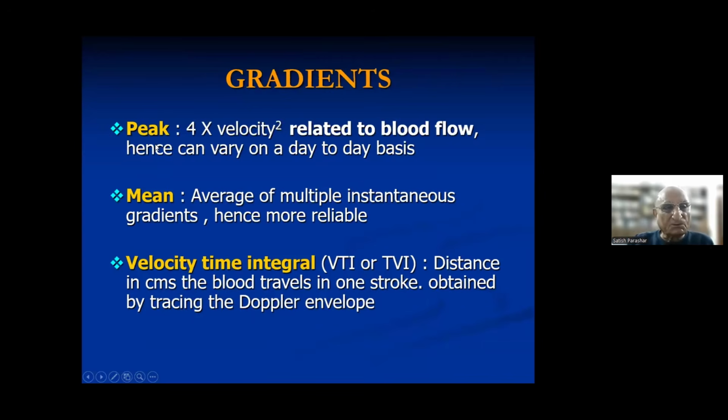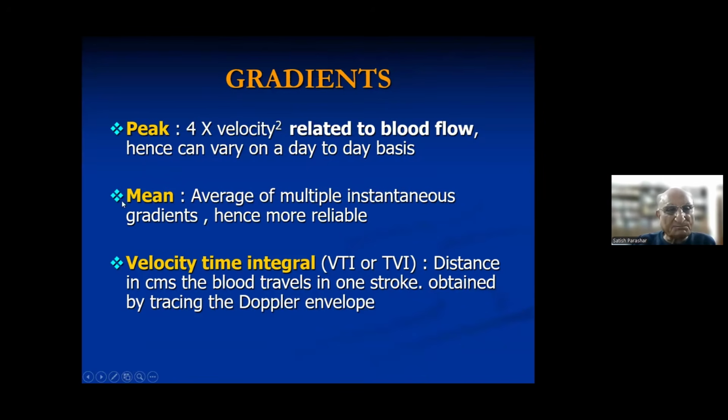Now, gradients, we told you, are usually of two types. A peak gradient, which is related to the blood flow. What I meant was that suppose you are resting and we take a gradient across the mitral valve, let us say, which is the peak velocity gradient. We ask you to climb 10 stairs. And when you climb 10 stairs, your increased blood flow goes into the mitral valve and the peak velocity increases. Hence, it is related to blood flow and can vary on a day to day basis.